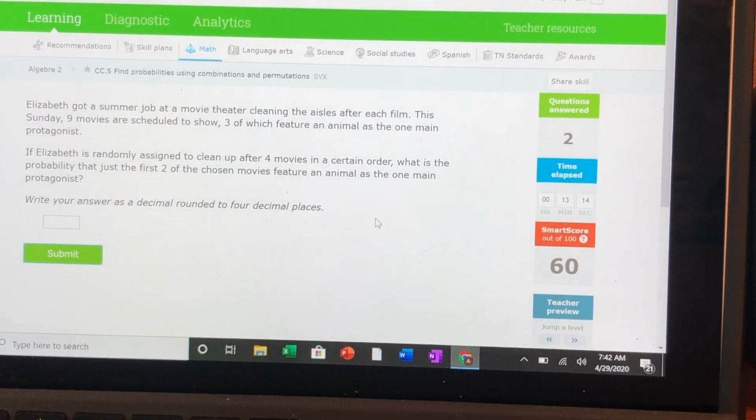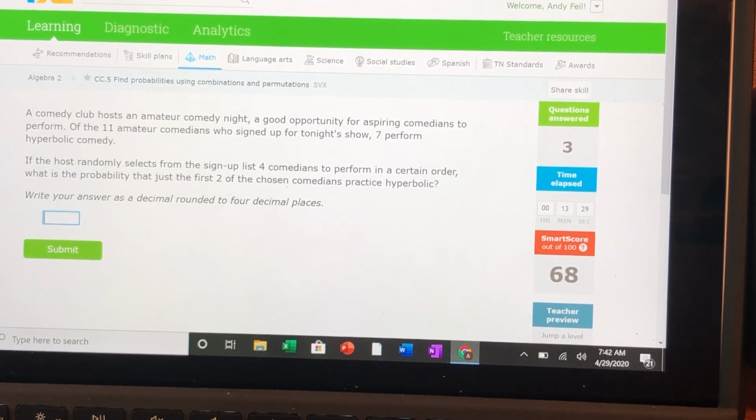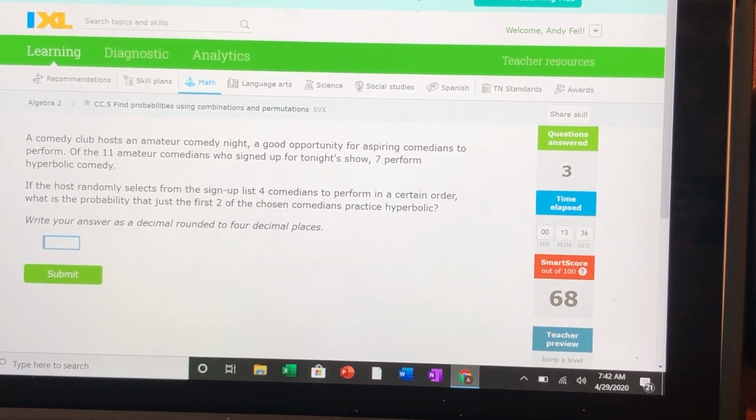You can see these are a little more complicated. Oops, it would help if I had that highlighted. And we got it. But you can see there's a little more work on these than there were yesterday. Let's try this one. We'll do one or two more, and then we'll be done.